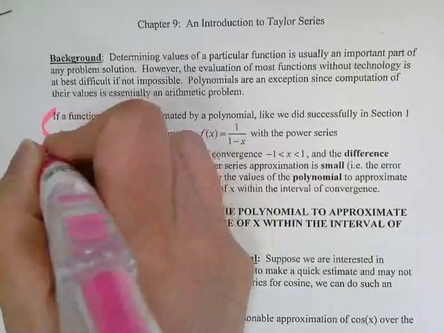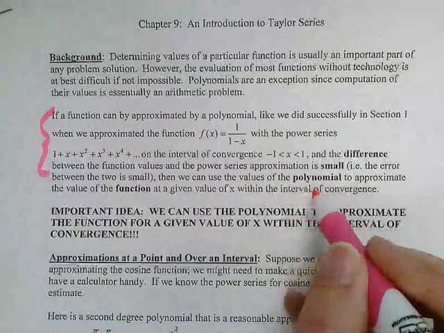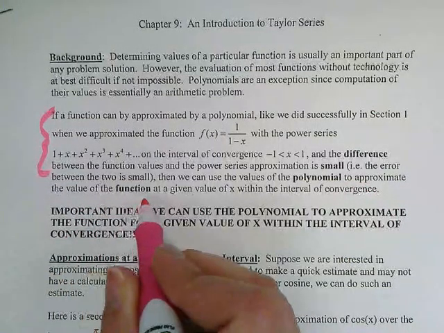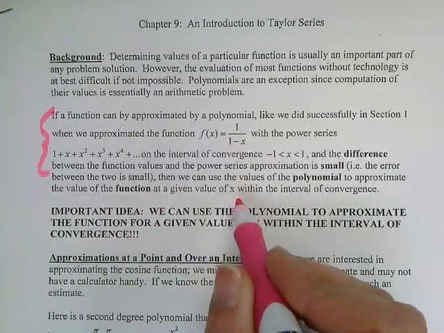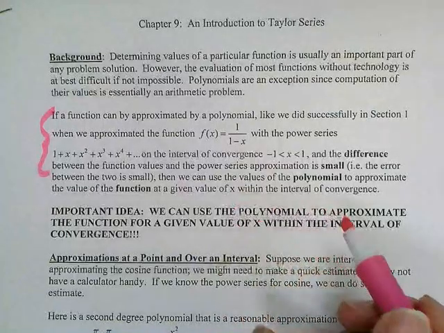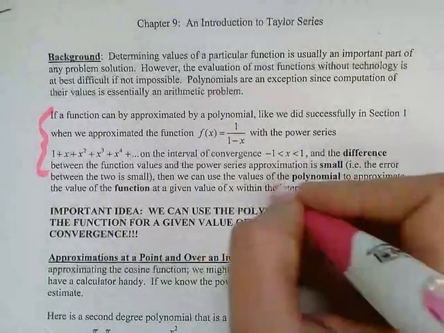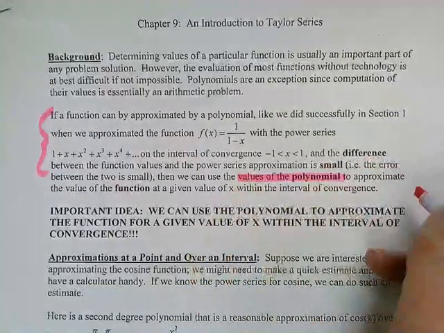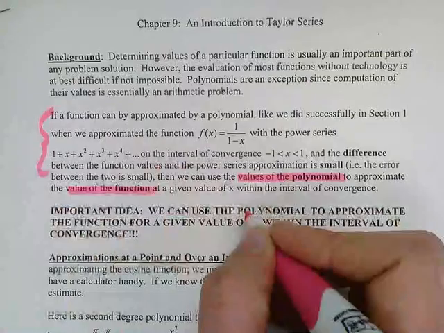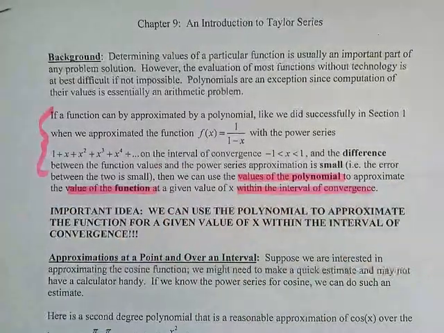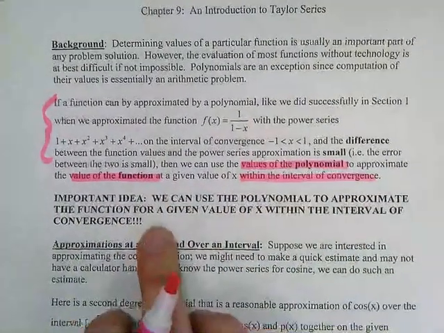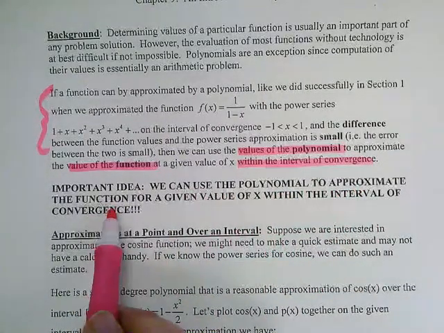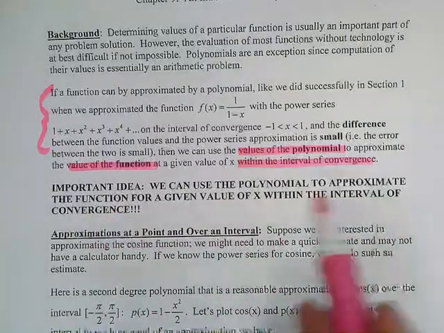So since we were able to do this, then we can use the values of the polynomial to approximate a value of the function at a given value of x within the interval of convergence. So the important idea is we can use the polynomial to approximate the function for a given value of x within the interval of convergence.